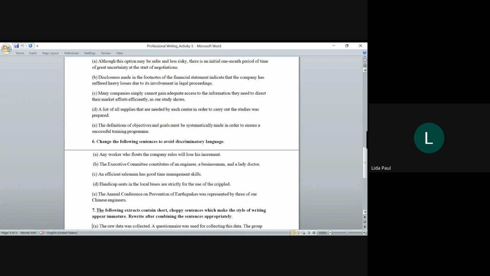So let's look at some of these sentences to understand how this functions in language, right? We looked at one or two examples based on gender biases. We'll see what else can creep into such kinds of writing. The first sentence here: any worker who flouts the company rules will lose his increment. What's the problem here?